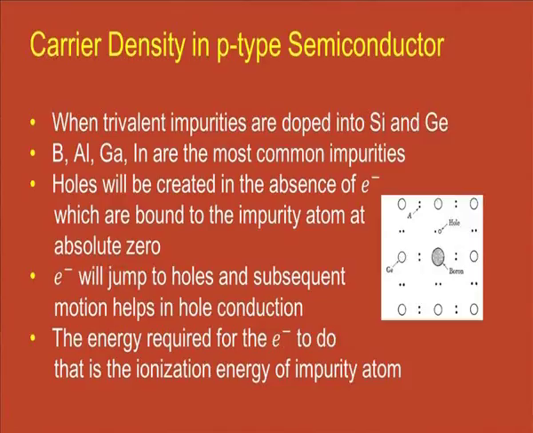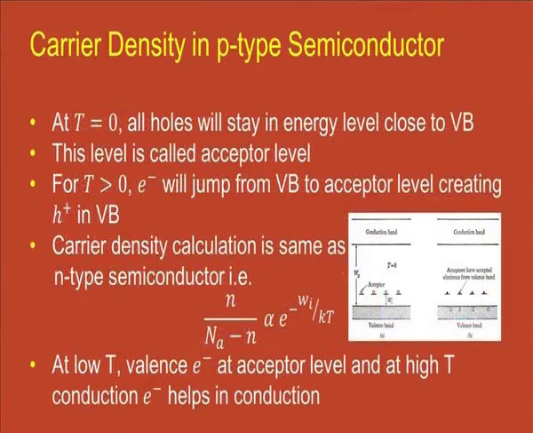Now, electrons will jump to holes and subsequent motion helps in hole conduction. The energy required for the electron to do that is the ionization energy of the impurity atom. Now, at absolute 0, all holes will stay in an energy level very close to the valence band. So, this level is called the acceptor level. Now, as the temperature increases, let us say at temperature T which is greater than 0, electrons will jump from the valence band to the acceptor level, creating holes in the valence band.